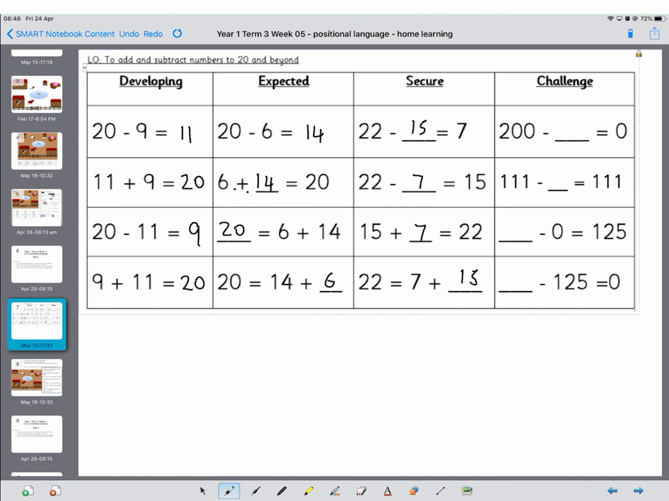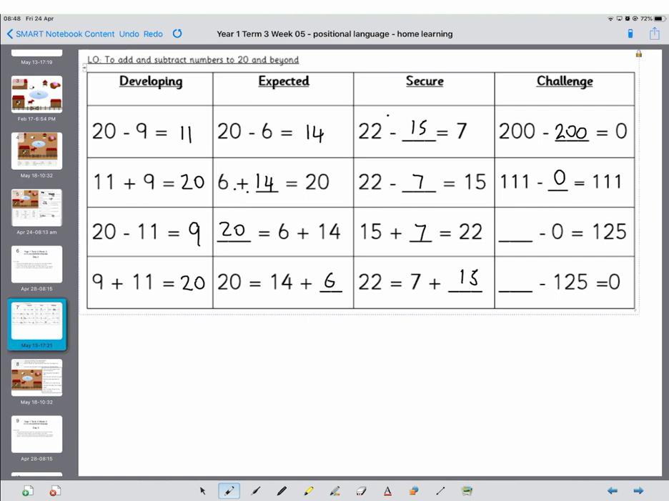Okay, the last ones are just tricky. You just need to have a think about it. So 200 minus something equals 0, and we say whenever you want to get to 0, you take away the same number. So we take away that enormous number from it. And the same here. 111, take away something makes 111. Well, when you want to keep the same number, you take nothing from it.